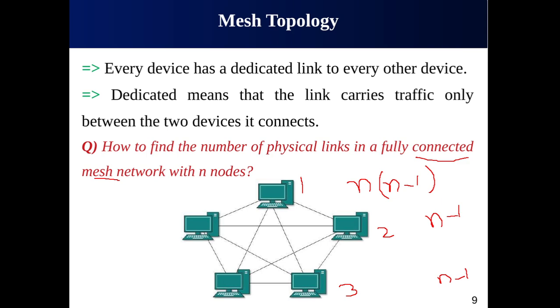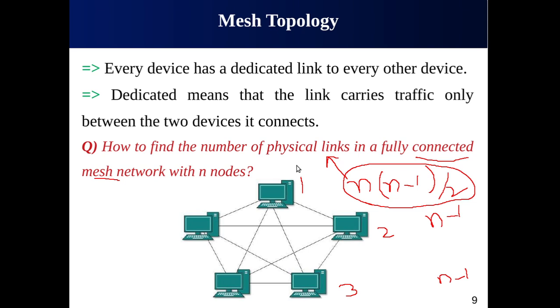So in summary, node 1 must be connected to n minus 1 nodes, node 2 must be connected with n minus 1 nodes, node 3 must be connected with n minus 1 nodes. However, if each physical link allows communication in both directions, that is the full duplex mode, we will divide the number of links by 2, and that will be n into n minus 1 divided by 2. So we can say that in a mesh topology, we actually need n into n minus 1 divided by 2 duplex mode links.